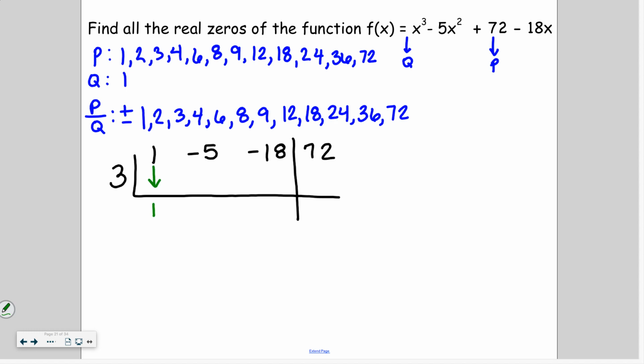Bring down the 1. 1 and 3 is 3. -5 and 3 is -2. 3 and -2 is -6. -6 and -18 is -24.